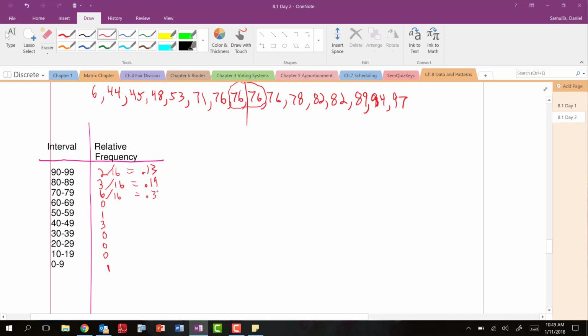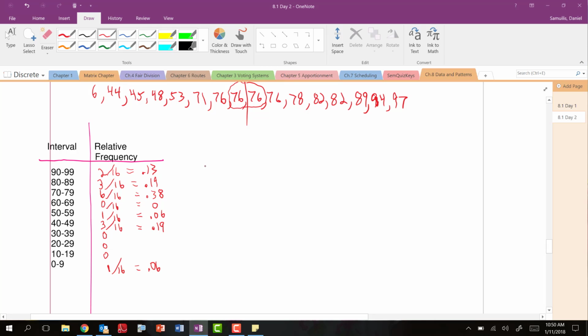0.38. Nice, you doubled this. 0 divided by 16. Go ahead and type that. 1 divided by 16. 0.06, is that right? 3 divided by 16, 0.19. And then 1 divided by 16. All the other ones are zeros. We already did that one, right? 0.06. Okay, that was fun.